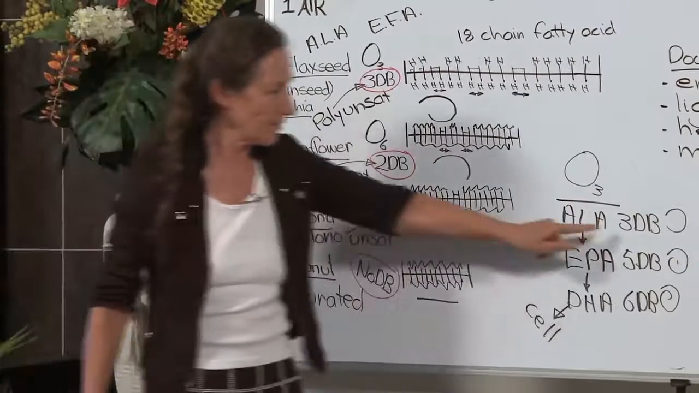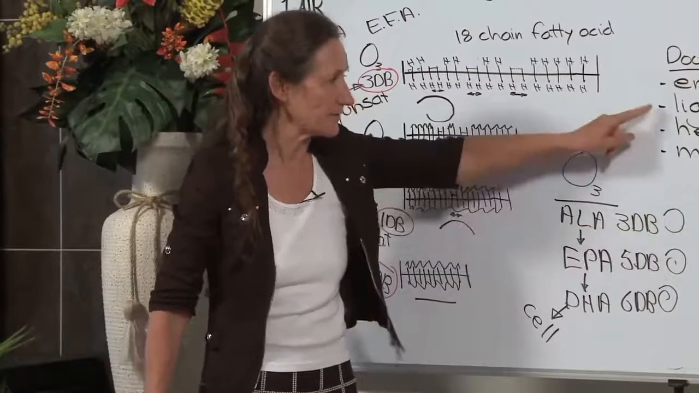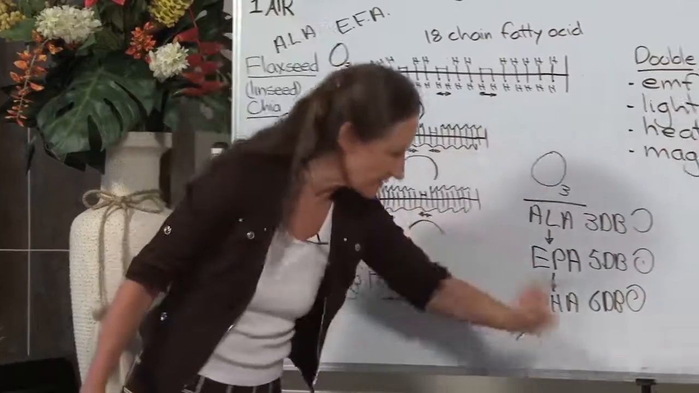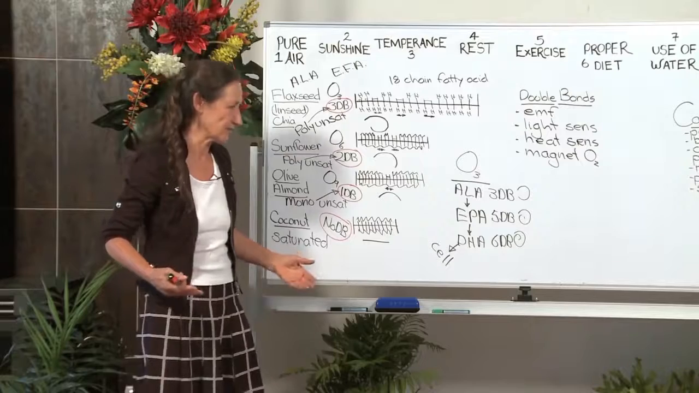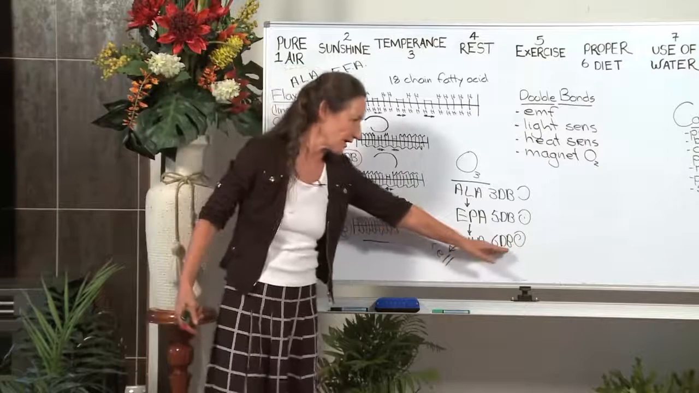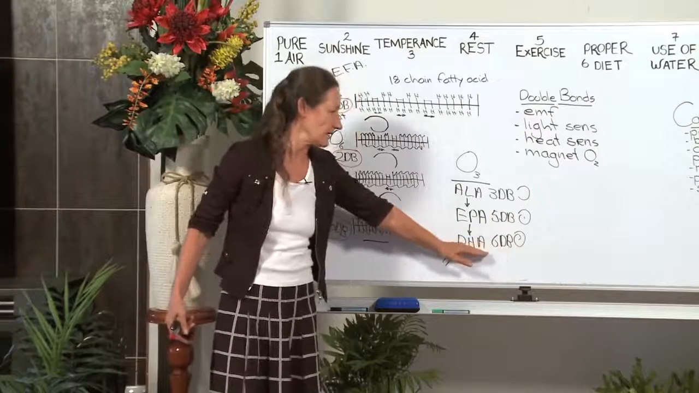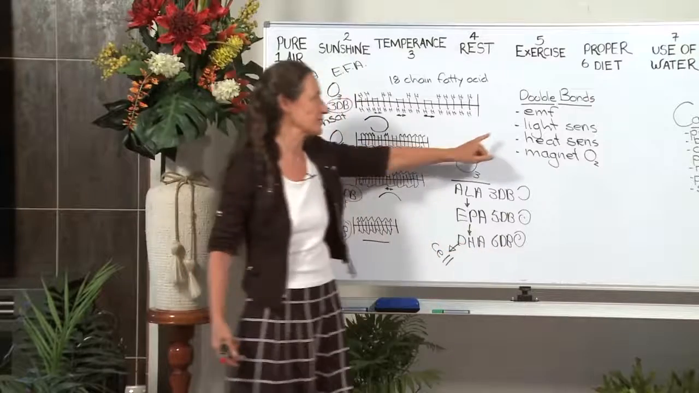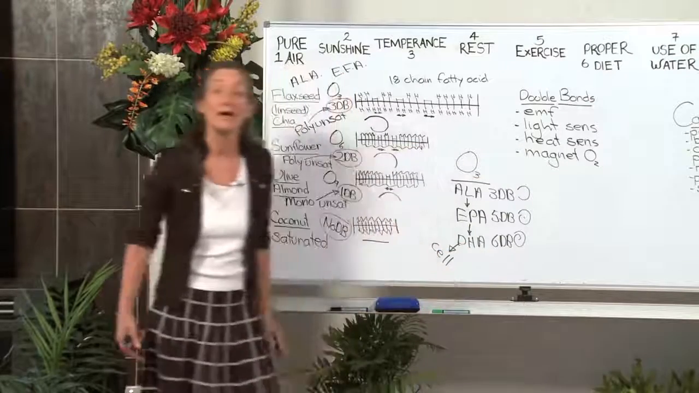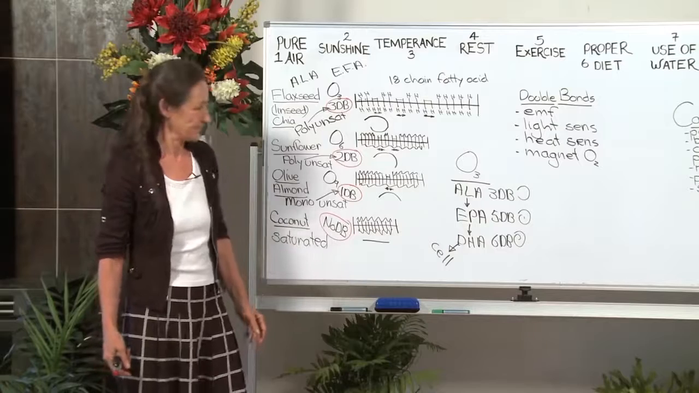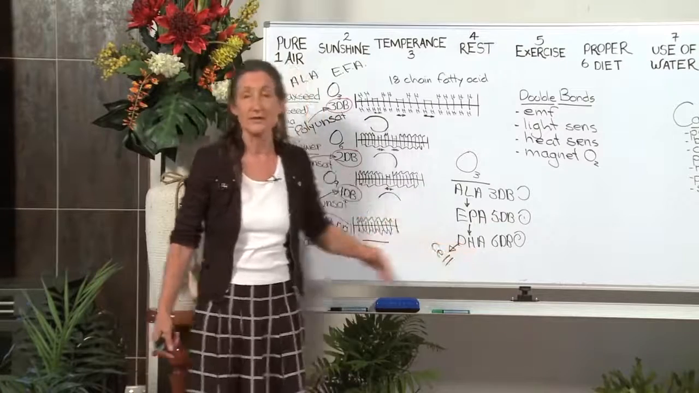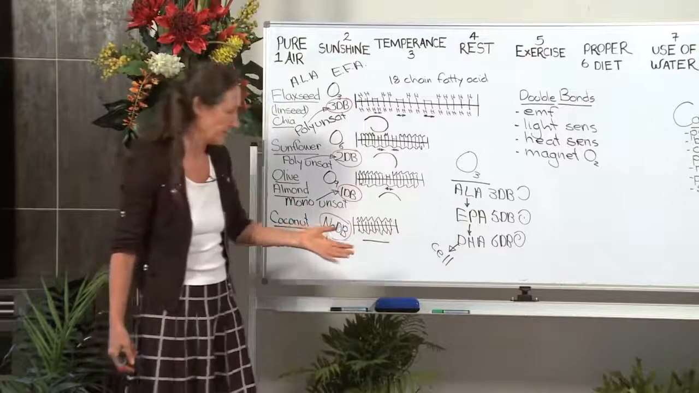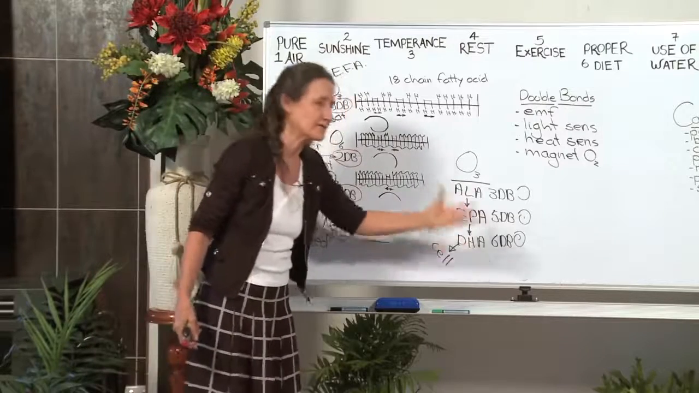But if 3 double bonds is sensitive to light, heat and oxygen, how sensitive is 6 double bonds? And I question the ability to extract the DHA and not have it exposed to light, heat and oxygen and thus destroyed. And the fish that are the highest in DHA are also the highest in mercury. And of course the DHA, being a fat, is found in the fat.